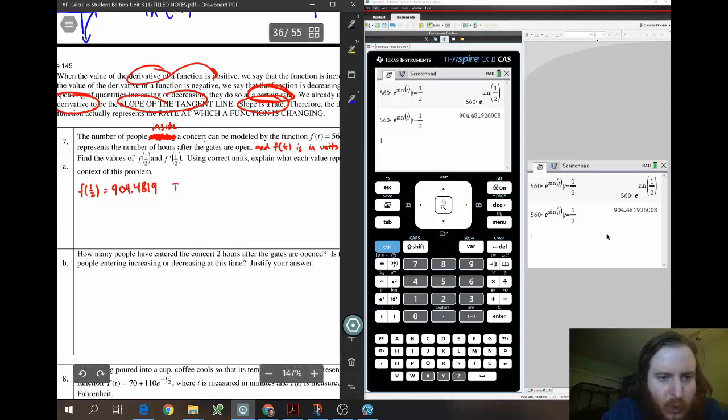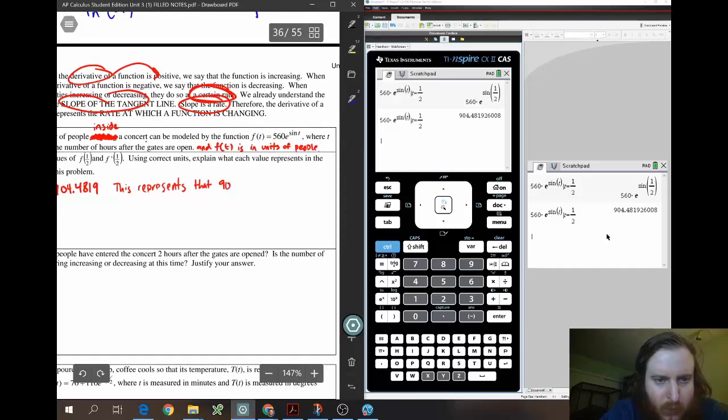So we'll say this represents that 904. Now we always want to use units with these. It says using correct units. That's a really big deal. So 904.4819, that's the what, right? The what, people, what have they done? They're inside. So we're going to use the words that they use. People are inside a concert, and that's the what.